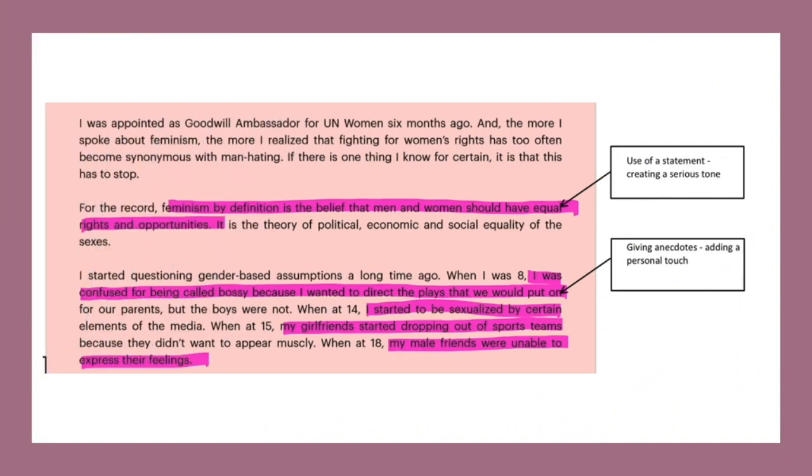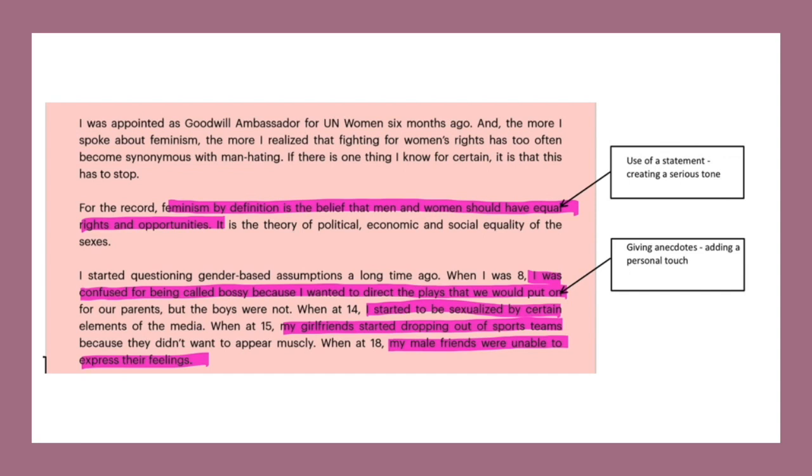So if you look at the first bit that's been highlighted, she uses a statement which creates a serious tone. But right after that, she then gives personal anecdotes. So this gives a personal touch and makes you see her as a human being and not just as someone delivering a speech or as Hermione Granger from Harry Potter.